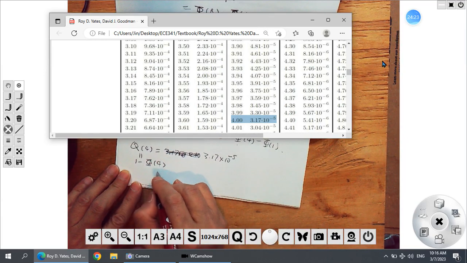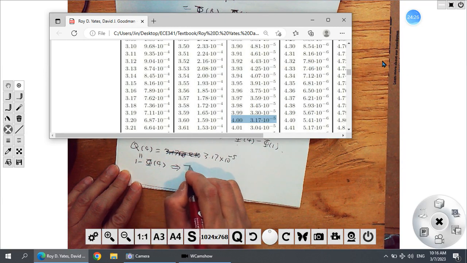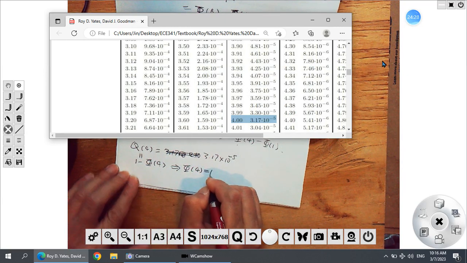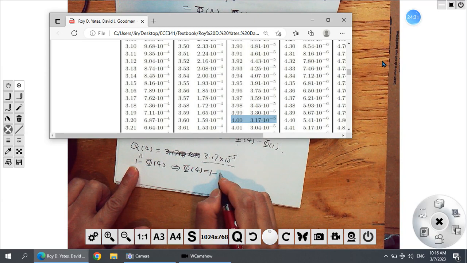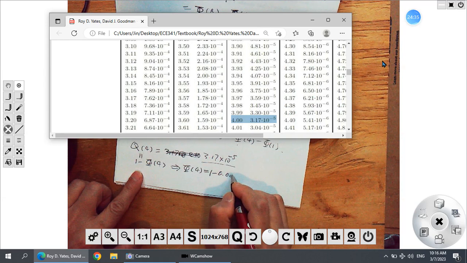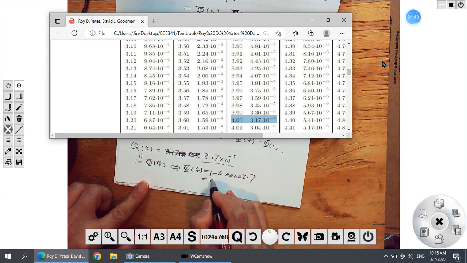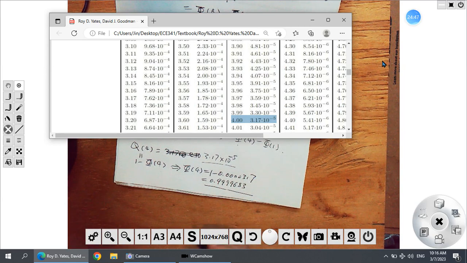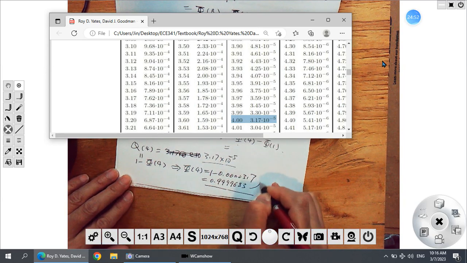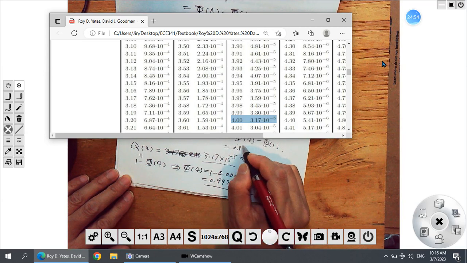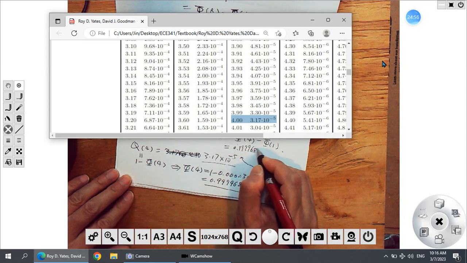Q4 is 1 minus phi 4. So we can have phi 4 equal to 1 minus this value. What is it? This is a point 9999683. Alright, so this is phi 4. Then the phi 4 is here, right? It is 0.9999683 minus phi 1.